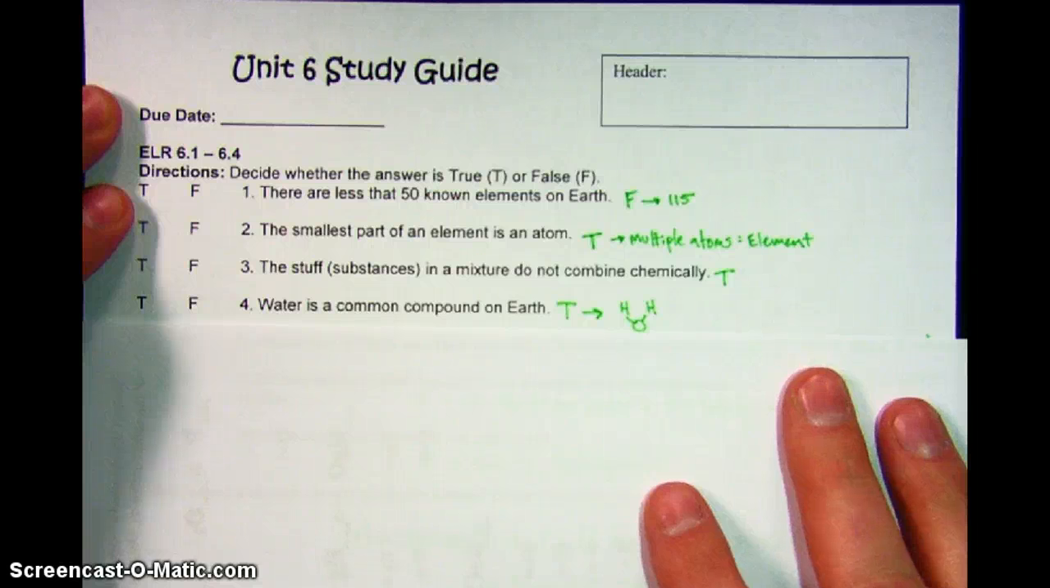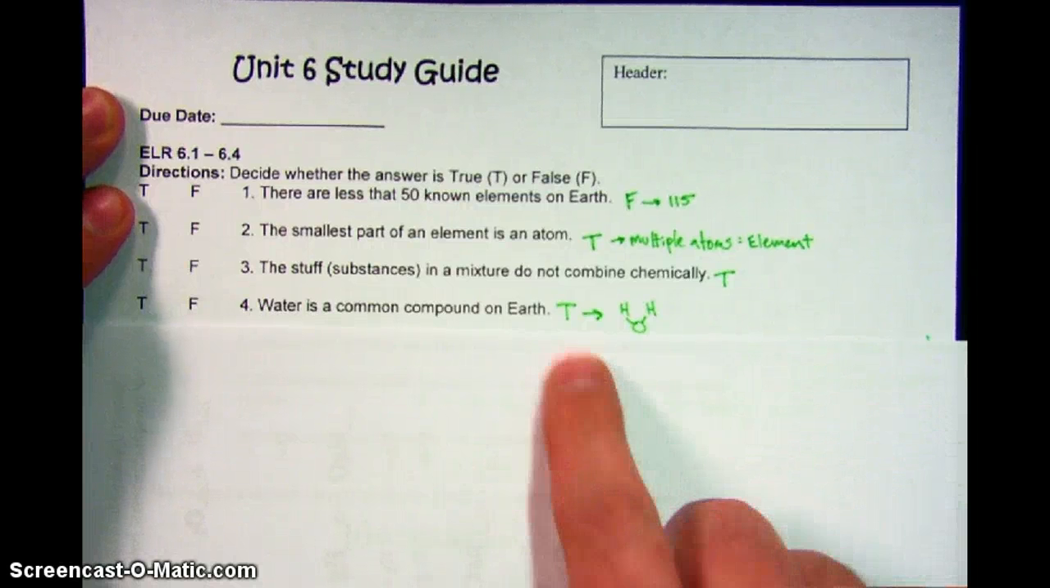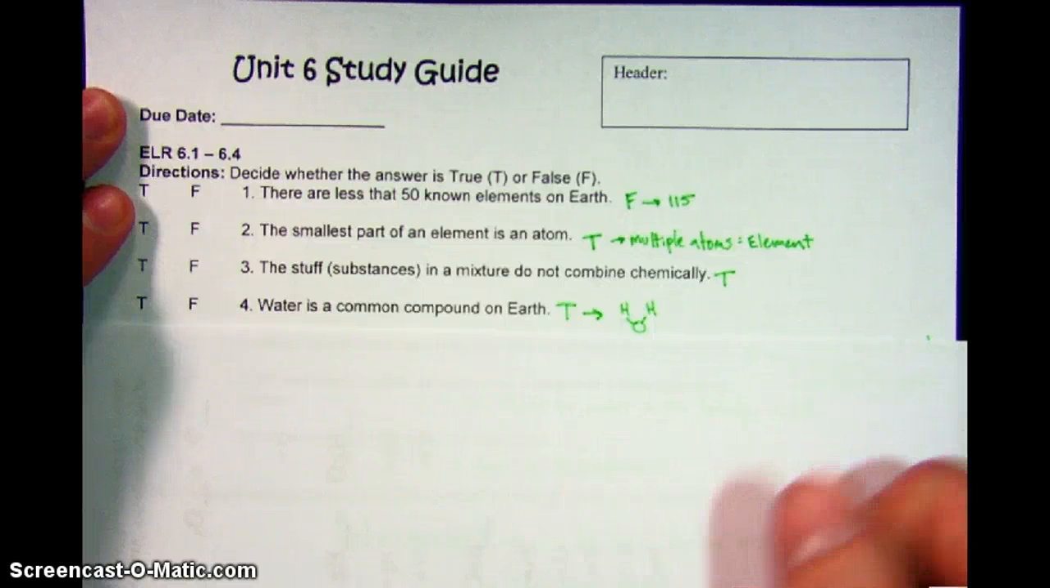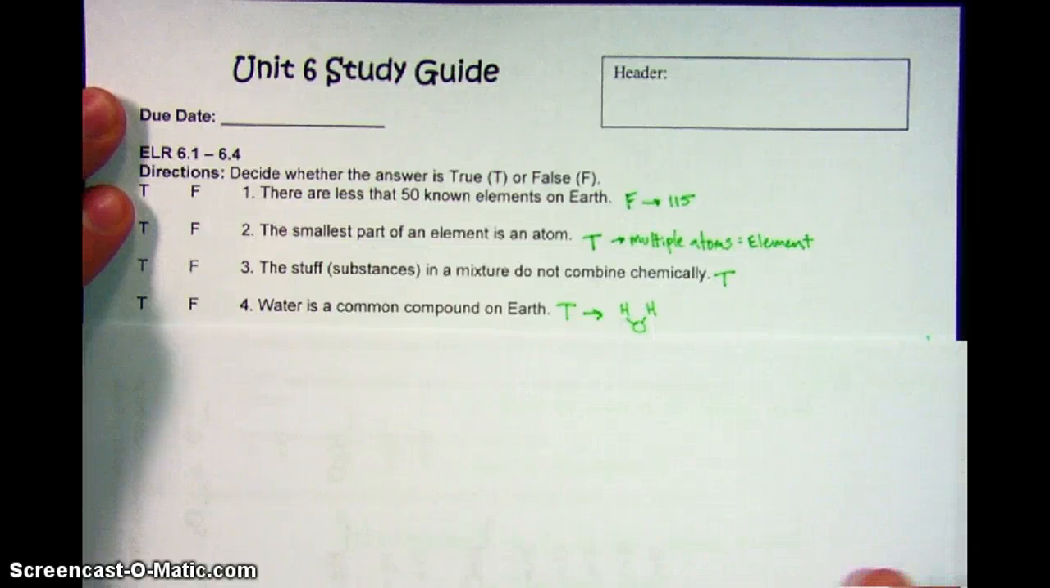Number 4 says water is a common compound on Earth. That's true. It's got one oxygen with 2 hydrogens sticking off of it, so it's more than one. They're bonded, and they're of different types.